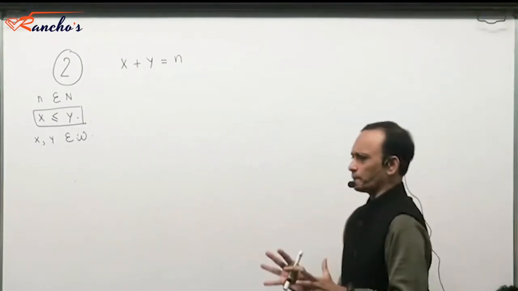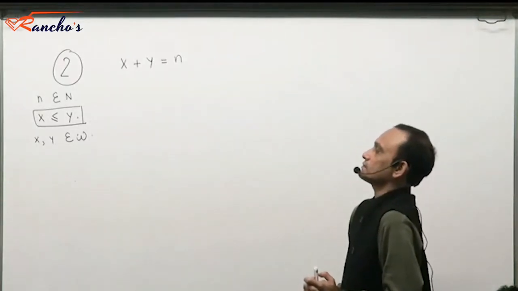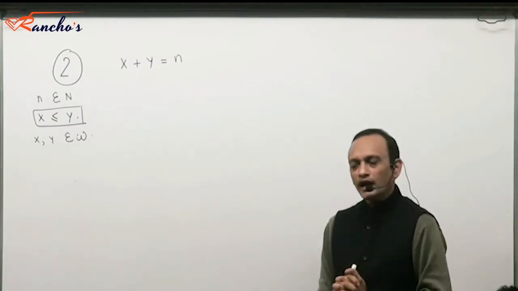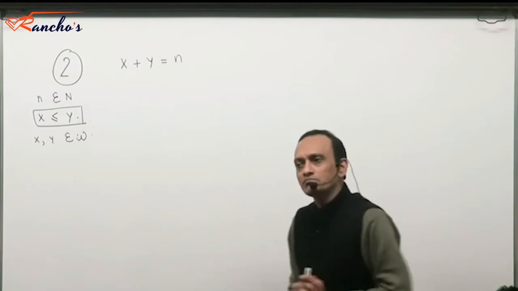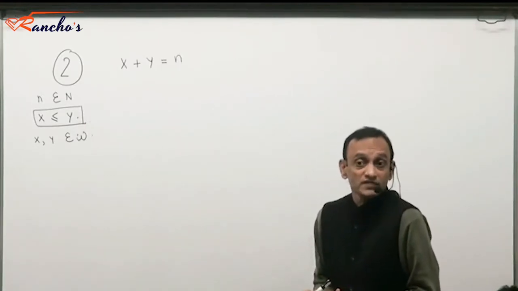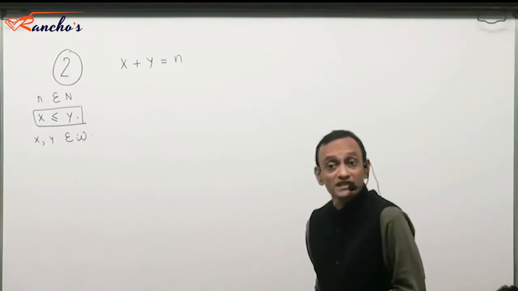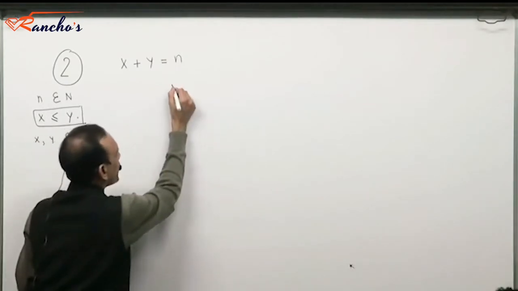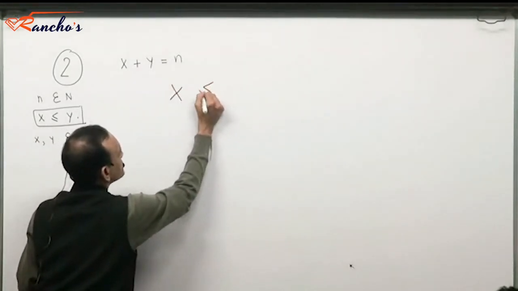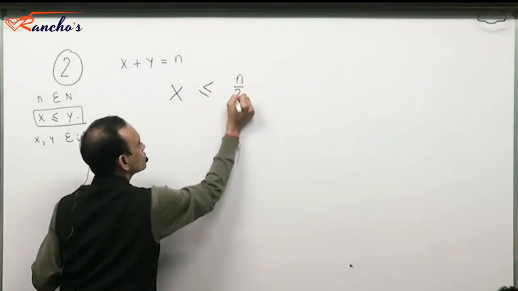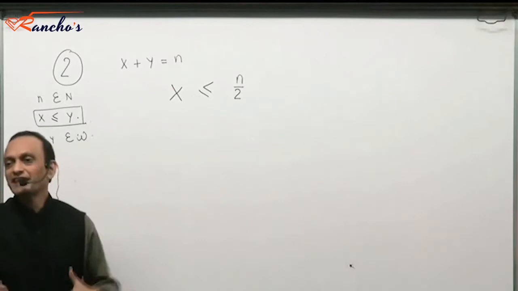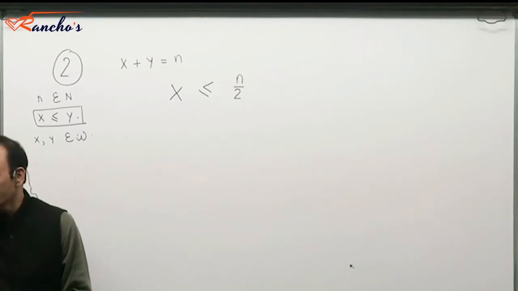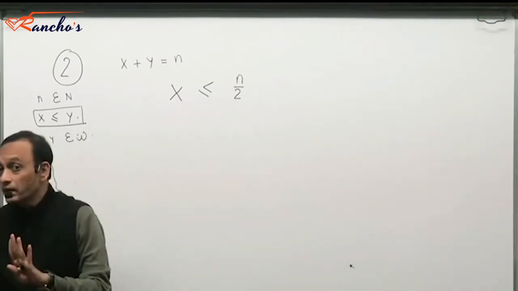Few things right away. Do you realize that since x cannot exceed y, x cannot be more than half their sum? Yes or no? Which means, can I not say that x has to be always less than or equal to n by 2? Because if x is more than n by 2, y would have to be less than n by 2, in which case x will become more than y. So x cannot exceed n by 2.